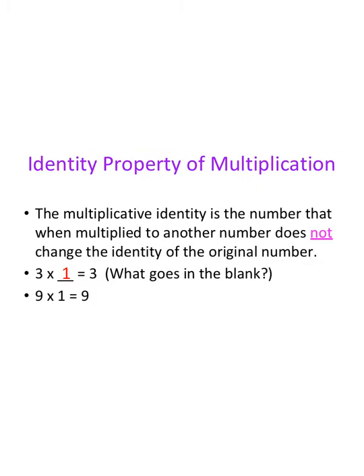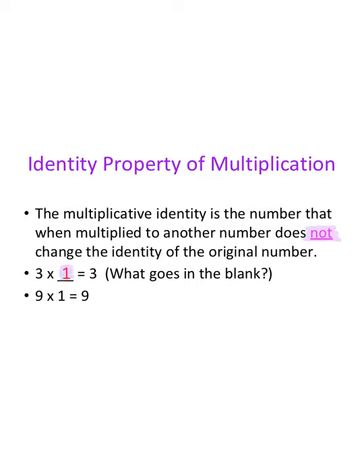With the identity property of multiplication, the multiplicative identity is the number that when multiplied to another number does not change the identity of the original number. So with multiplication, if we do not want to change the identity of our original number, there's only one number that we can choose to multiply that number by, and that number is 1.